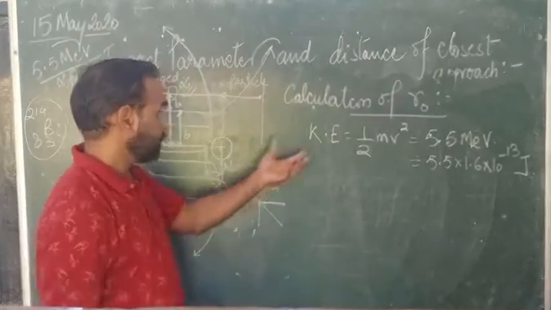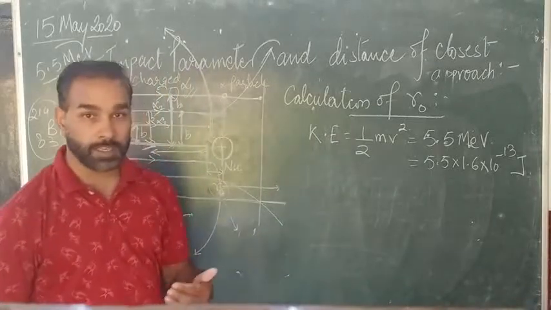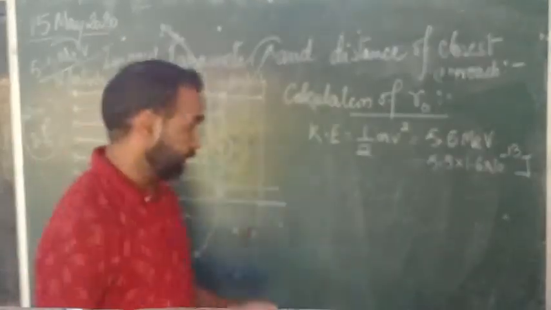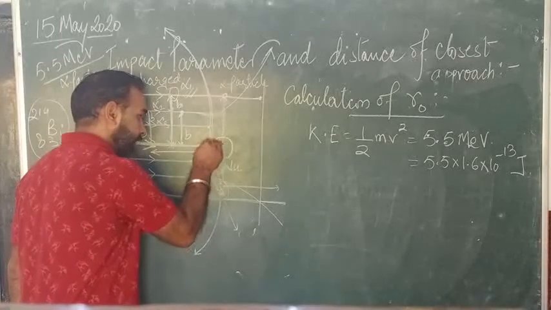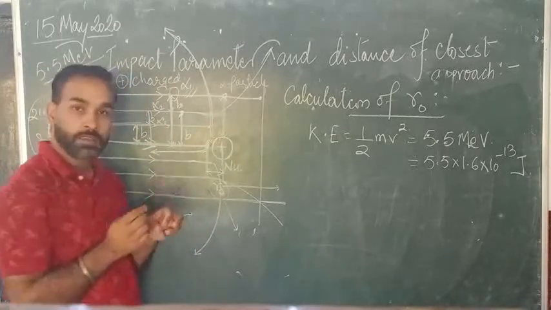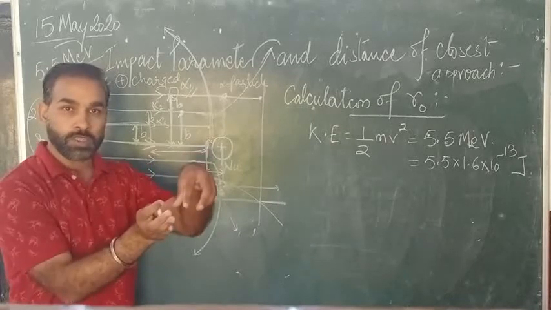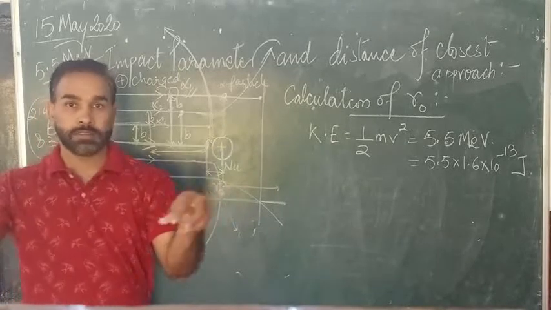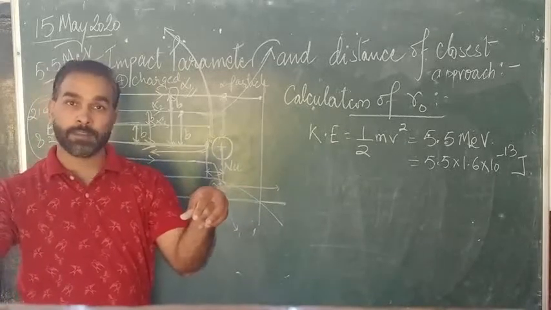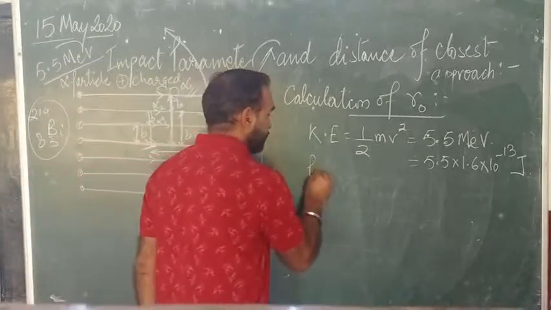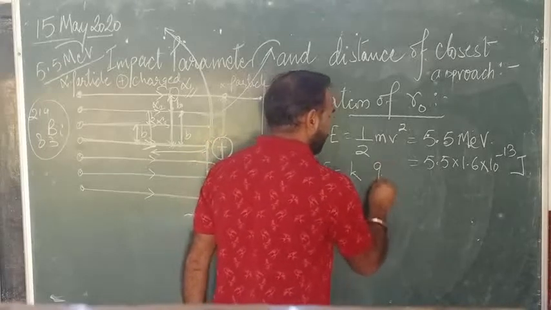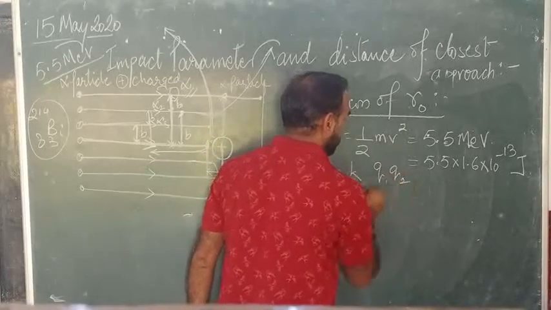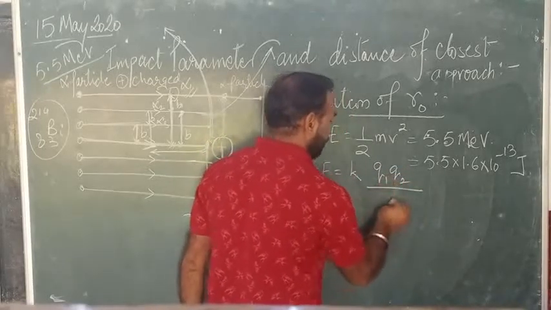Okay, so this is kinetic energy. Now this kinetic energy is converting into potential energy as soon as it is coming nearer to the nucleus. At this point of instant, the kinetic energy is zero, with complete conversion into potential energy, and it bounces back. Getting my point? So potential energy in electrostatic equilibrium is given as K Q1 Q2 upon R0.